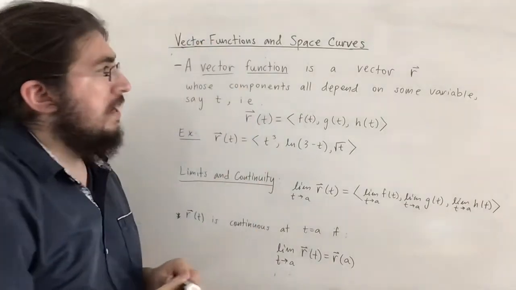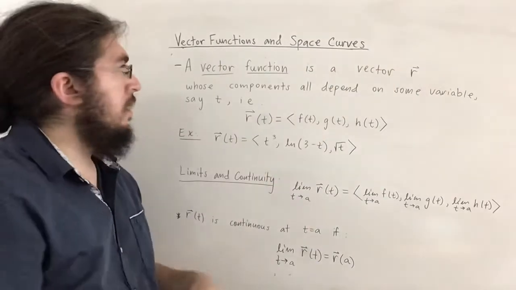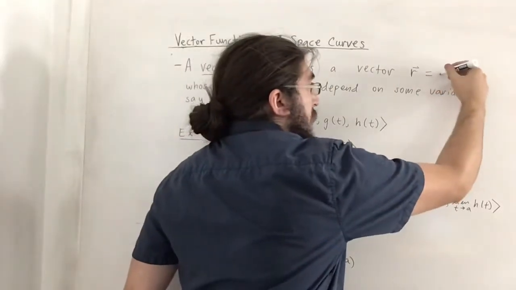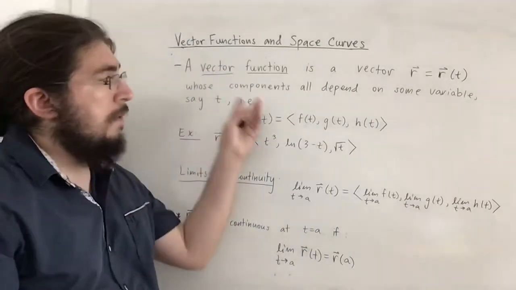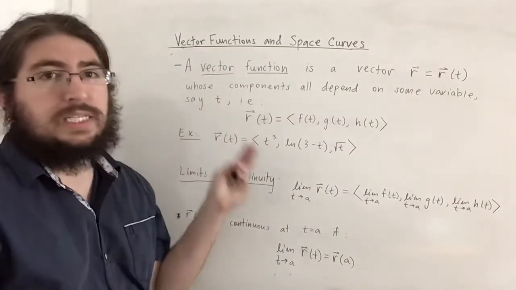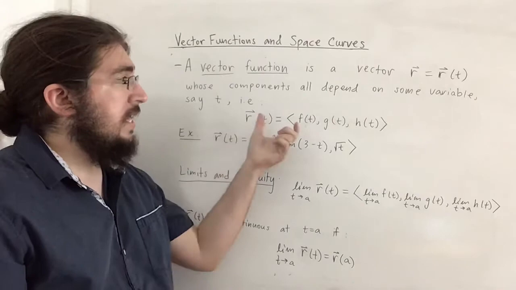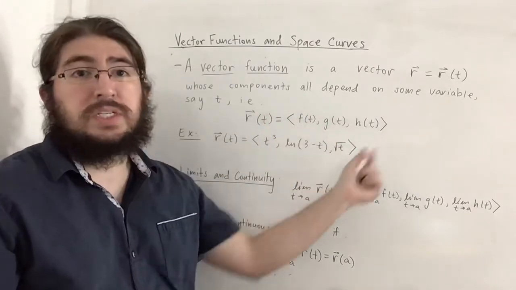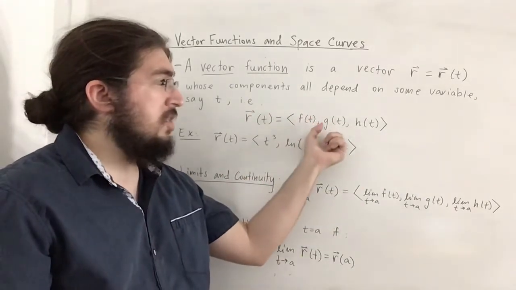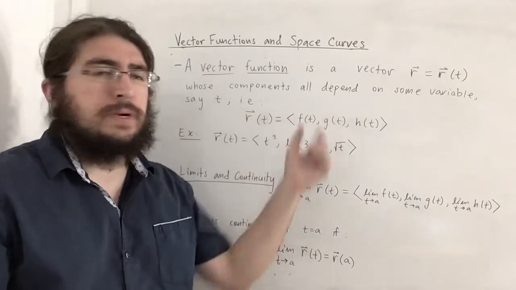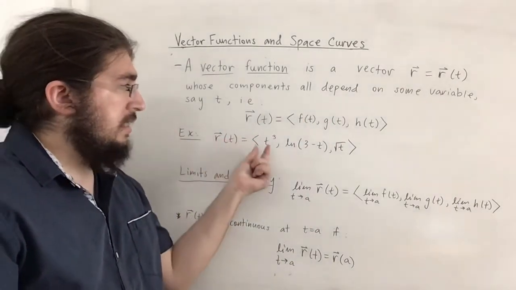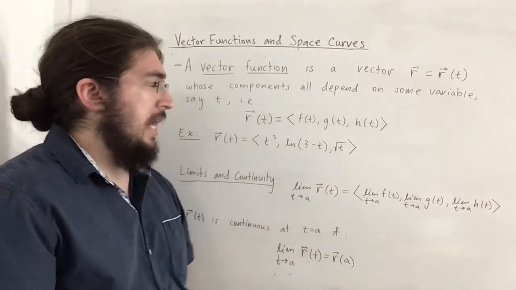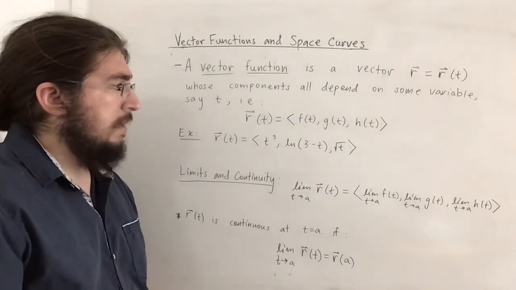So I say here a vector function is a vector r. Usually we write this as r of t, whose components all depend on some variable, say t. In other words, r of t is the vector whose components are each functions of t: f of t, g of t, h of t. And this is the common notation we'll be using. So for example, r of t is t cubed, ln of 3 minus t, and radical t.